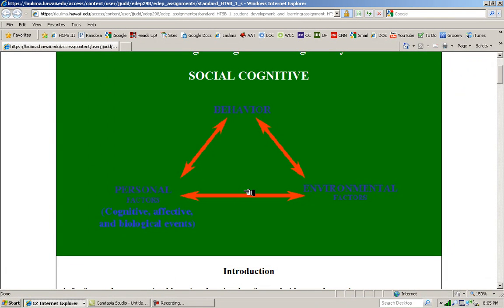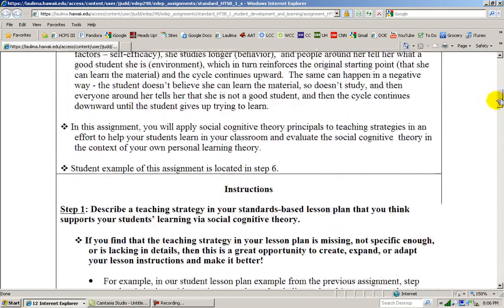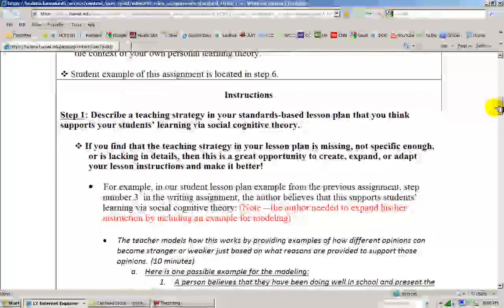Well, the same can be said going the other way. As a student does not do very well and someone tells them they are not very good, they think they are not very good, then they show behavior that demonstrates that thinking, and it goes around and around until the child is spiraled so far down they don't try anymore. The idea here is our teaching strategy is how do we break that spiral going down. So it's a very powerful theory for us to apply.